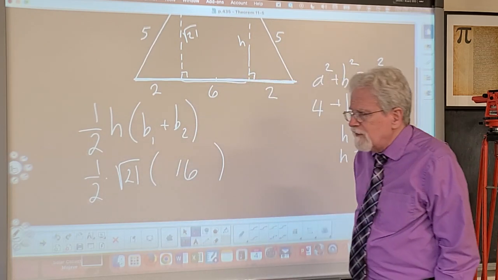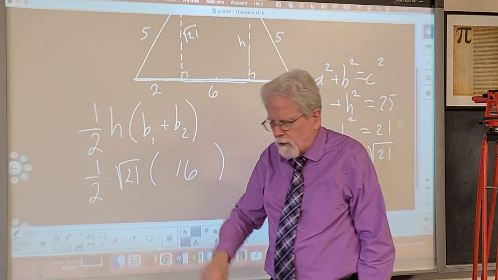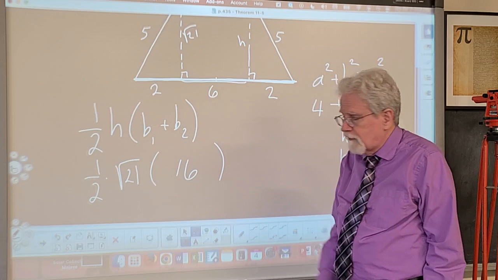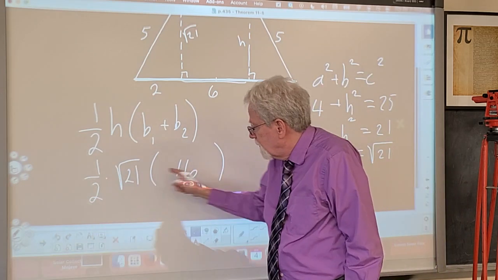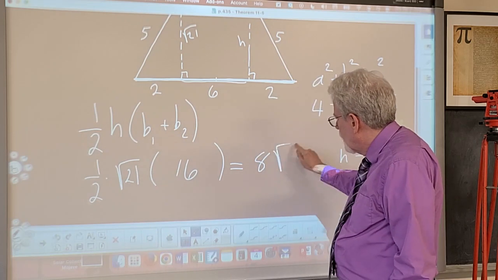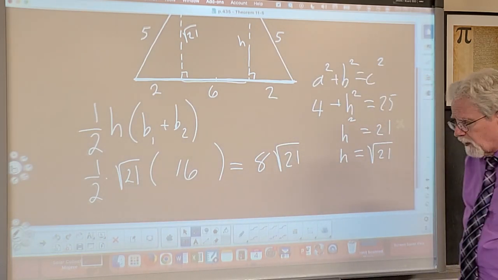Now, if we're wise, we're not going to try to figure out how to take half of square root of 21, but we do take half of 16 instead. Half of 16 being 8. Carry over the square root of 21. We're done. Your area is 8 times the square root of 21.